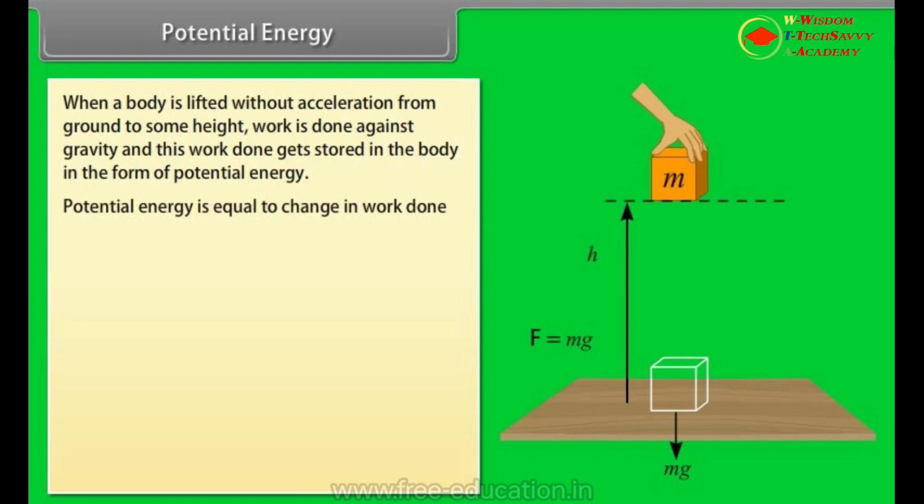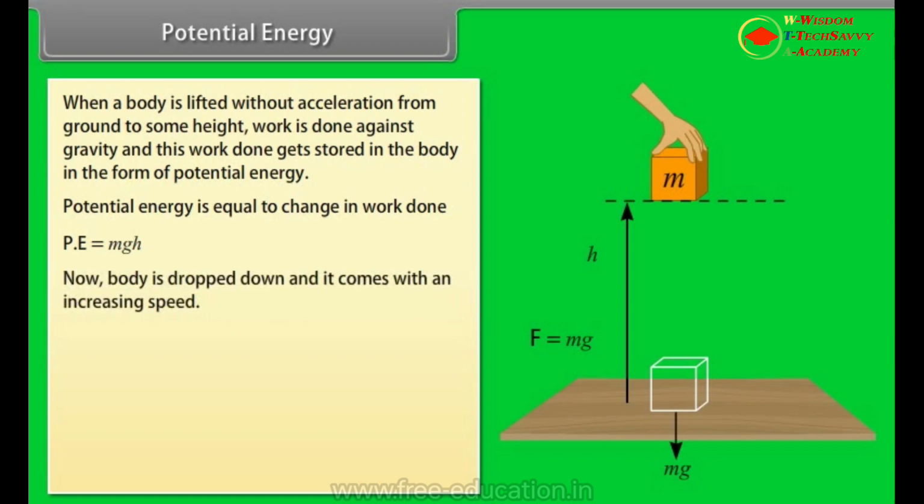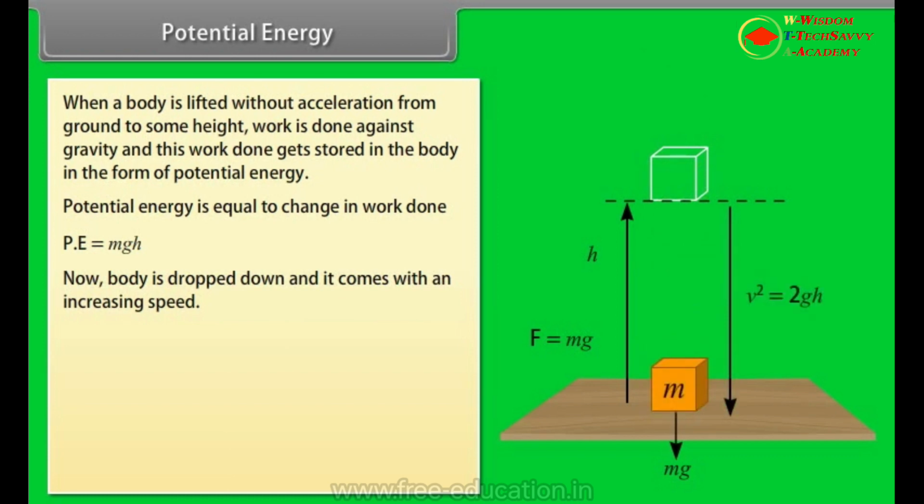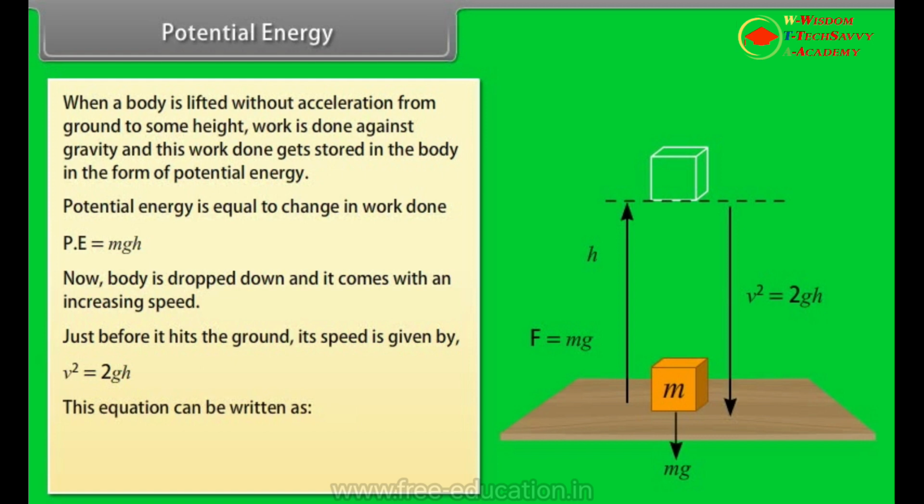Potential energy is equal to the work done. So, potential energy is equal to mgh. Now, the body is dropped down and it comes down with an increasing speed. Just before it hits the ground, its speed is given by v square equals 2gh. This equation can be written as half mv square equals mgh.